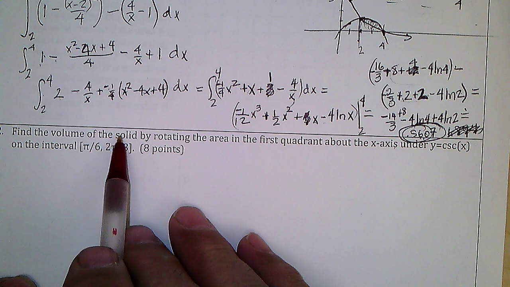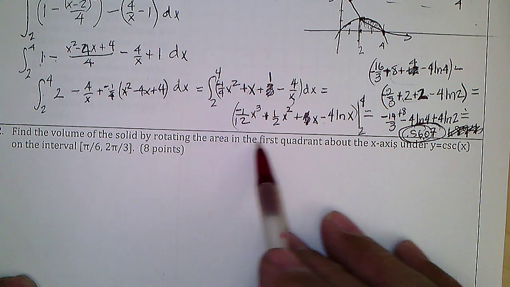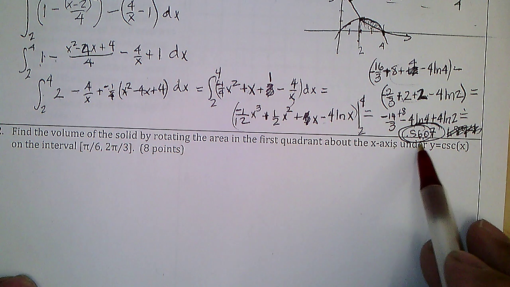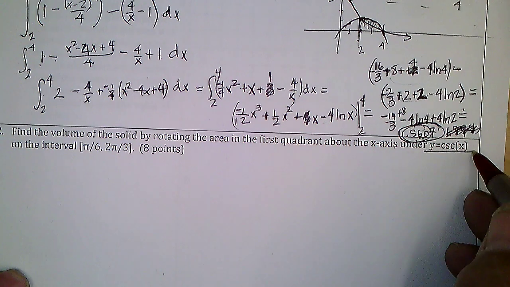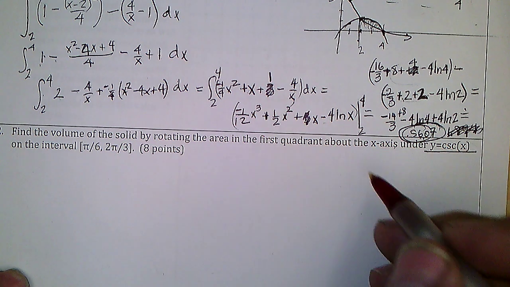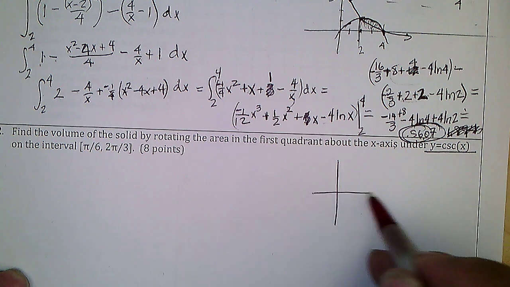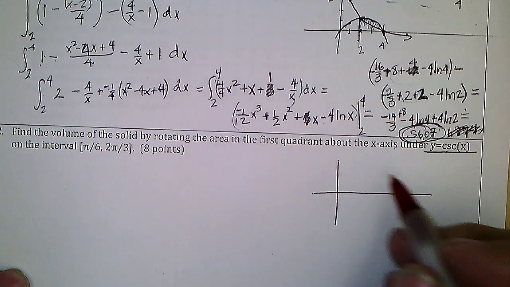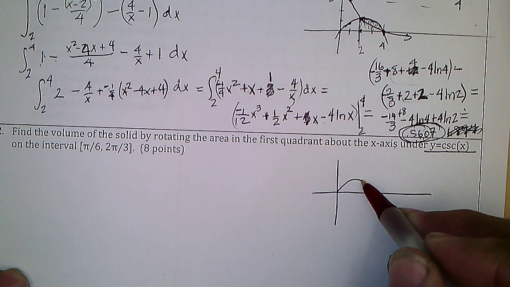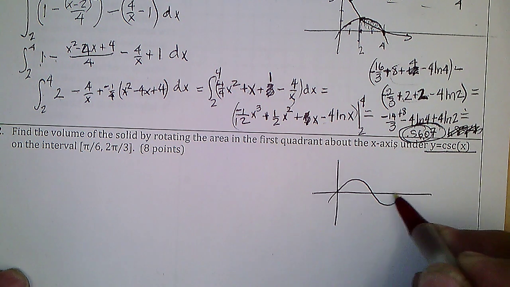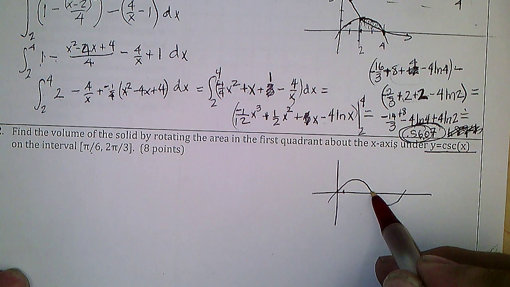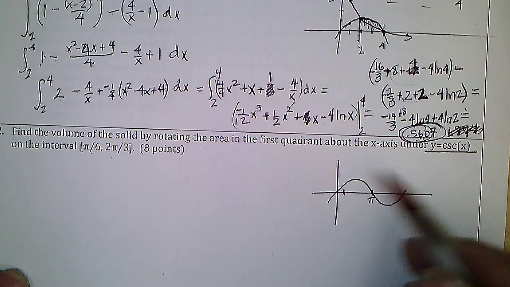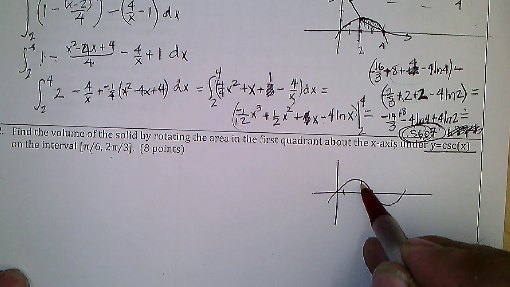Find the volume of the solid by rotating the area in the first quadrant about the x-axis under y equals cosecant x. So let's see. Cosecant is the reciprocal of the sine. Sine goes like that. And we went from pi over 6. See, sine is pi over 6 would be here. This would be pi. And 2 pi over 3.